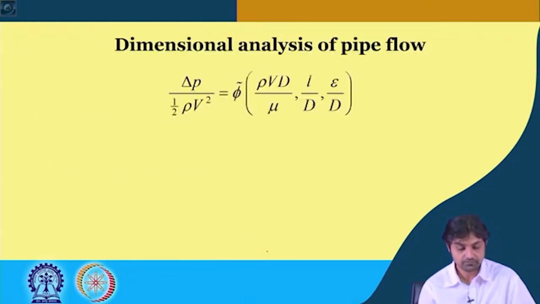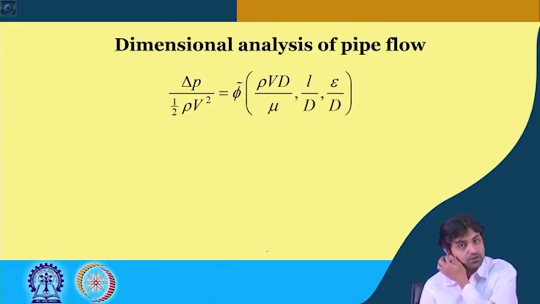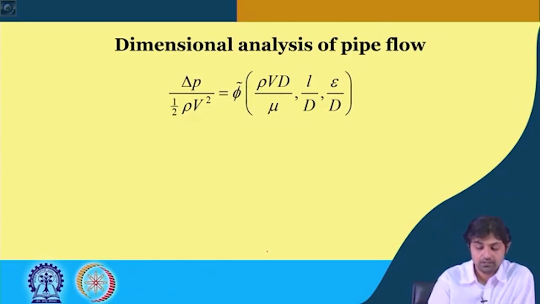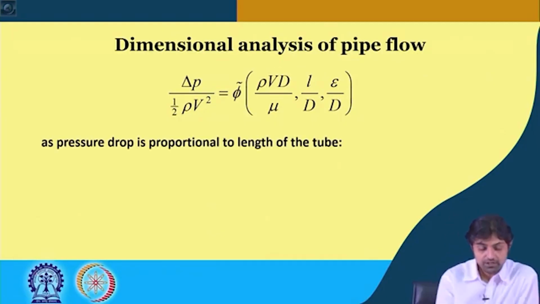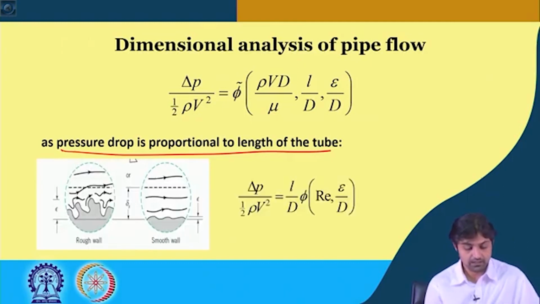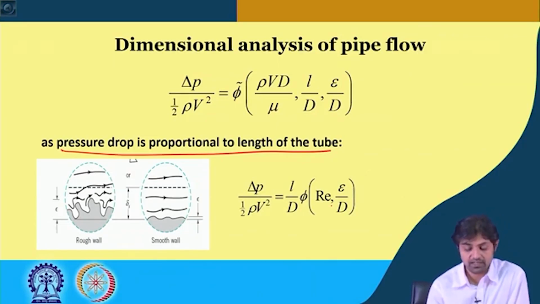All right. So again we write down delta P by half rho V square is a function of rho V D by mu, L by D and epsilon by D. All right. This is what? This is Reynolds number. This we know from before, rho V D by mu. Now we already know from before the pressure drop is proportional to the length of the tube. All right. So we can take L by D outside and we can write delta P by half rho V square is equal to L by D as a function of Reynolds number and epsilon by D.